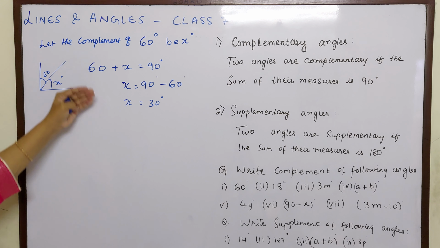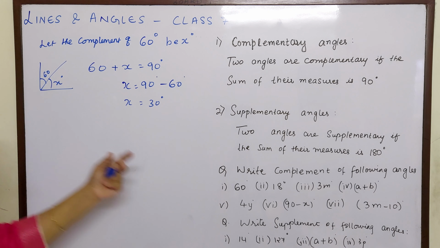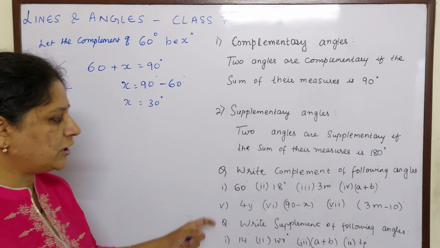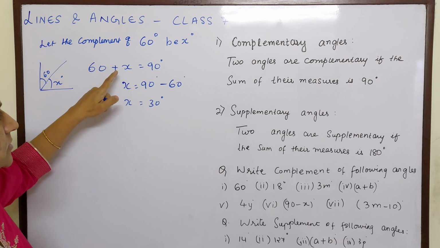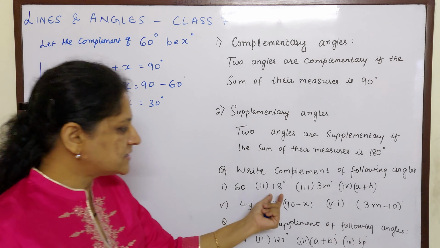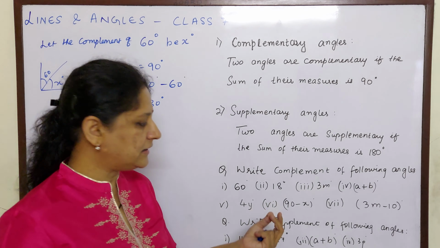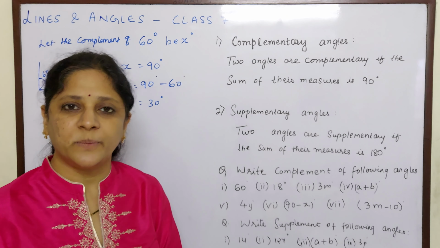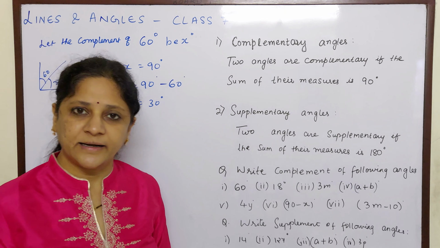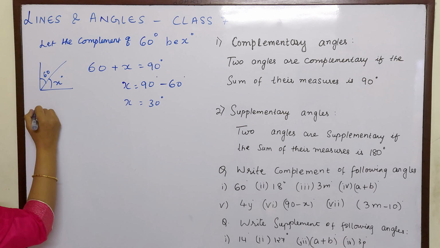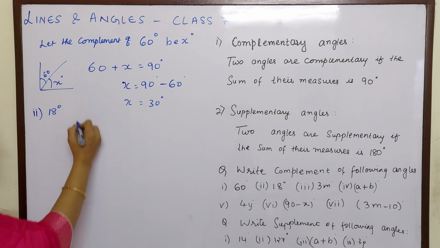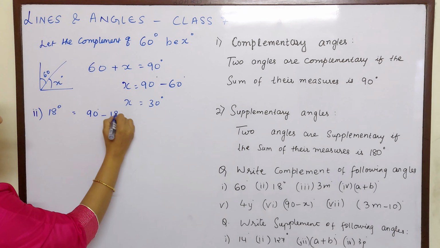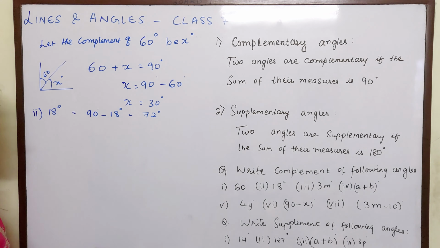Instead of doing so much, this was just for your understanding. Whenever you are asked to write the complement of the following angles, one is 60, the other is x, so both together should be 90. So x is equal to 90 minus 60. In the same way, you can subtract the angle from 90 degrees to get its complement. Our second sum is 18 degrees. What is the complement of 18? You can just write 90 degrees minus 18 degrees is 72 degrees. The complement of 18 degrees is 72 degrees.